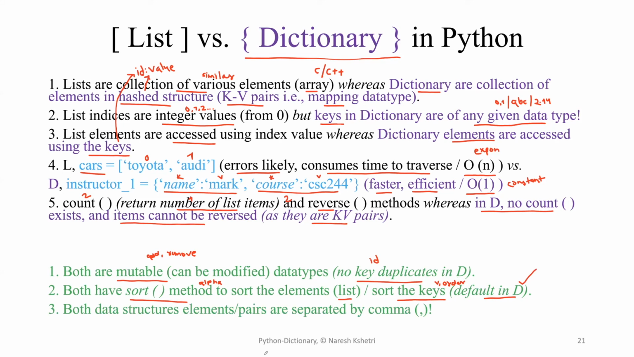And the last one, we see both pairs or elements are separated by using a comma. As I already said, they are both separated using a comma in either a list or a dictionary.